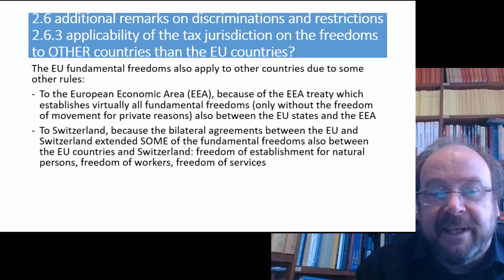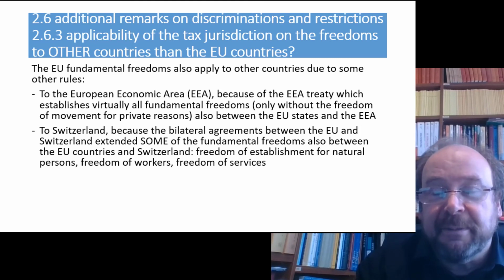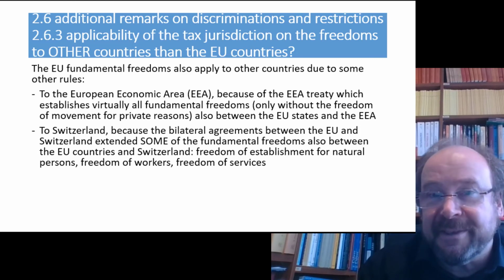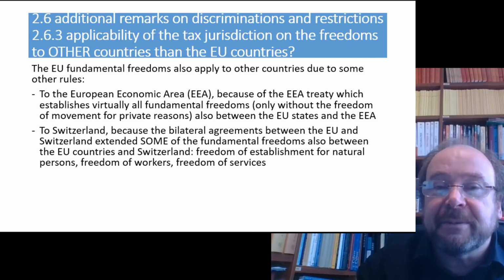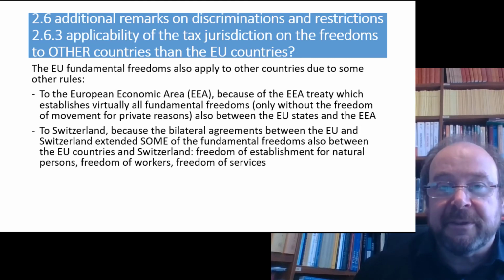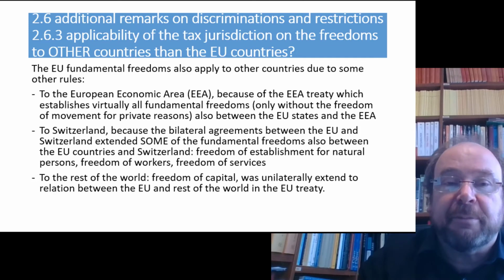In relation to Switzerland, bilateral agreements between the EU and Switzerland extended some of the fundamental freedoms to the relationship between EU and Switzerland. For example, the freedom of establishment has been granted for natural persons, the freedom of workers exists, and the freedom of services. So whenever something happens in the relation to Switzerland in these areas, you can test according to the usual circumstances and tests if it can be a forbidden restriction or not. So here you have a certain third-party effect.